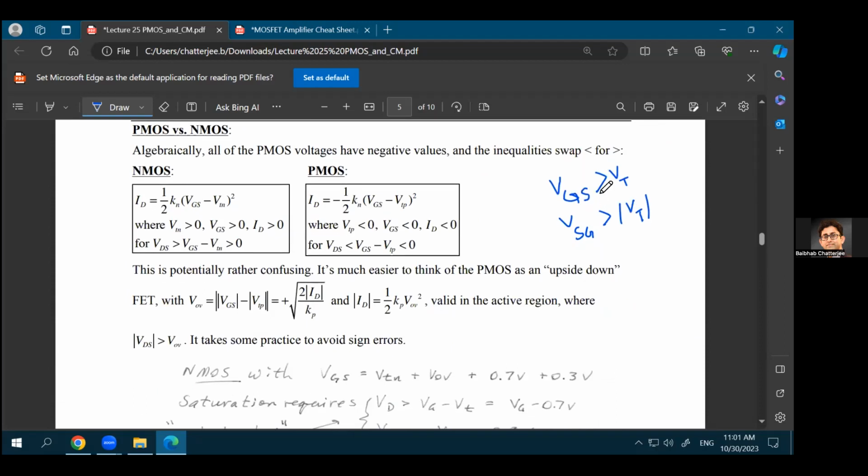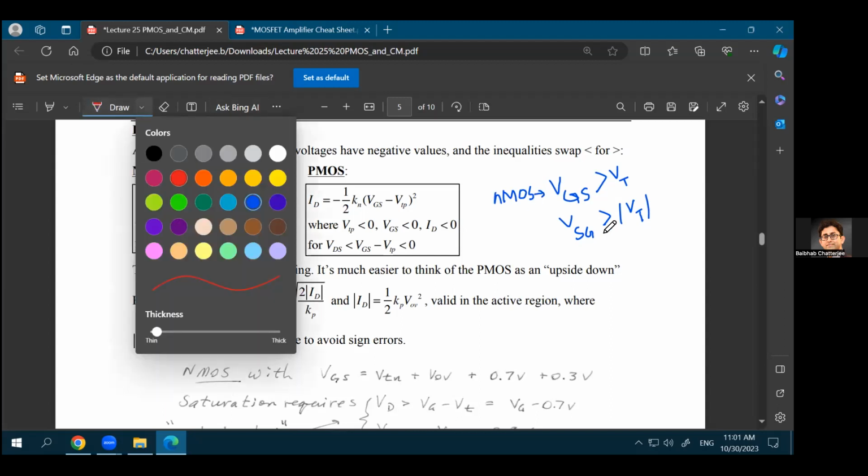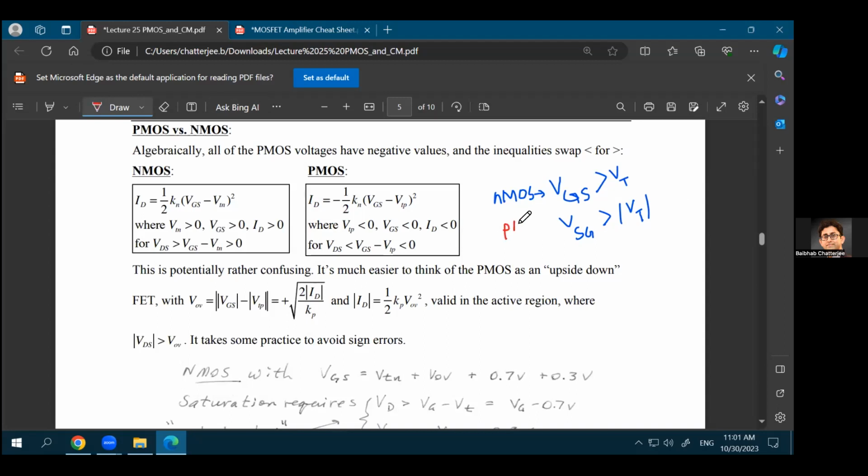So the way you should represent the condition for the MOSFET to be on for a PMOS is that you take VSG, and that has to be greater than the threshold voltage. So this looks very similar to the NMOS equation. The one written on top is the NMOS equation, and the one written at the bottom is basically the equation for your PMOS. That the PMOS device will be on when VSG is higher than the absolute value of the threshold voltage.